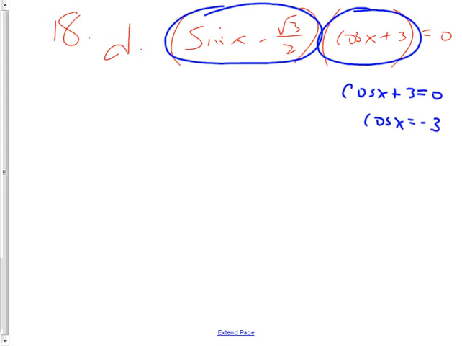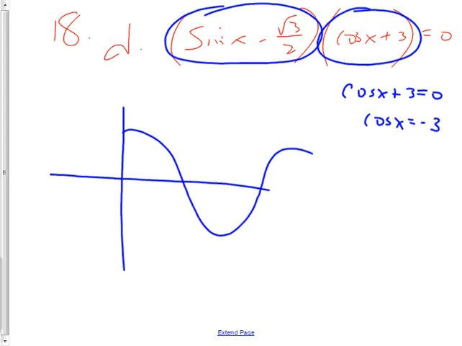Wait a minute! Cosine x equals negative 3? Would cosine ever get to negative 3? No, you can't do that, because what's the highest and lowest cosine ever goes? Remember cosine's like this? What's the highest and lowest it ever goes? 1, and what's the lowest it ever goes? Negative 1.